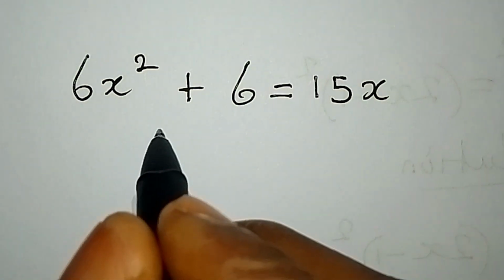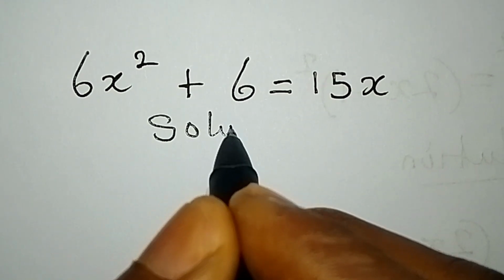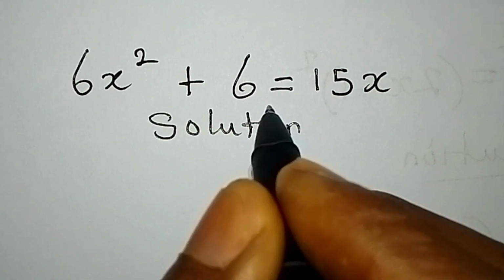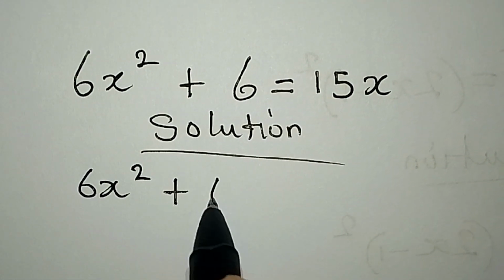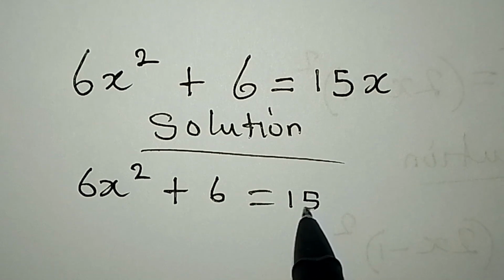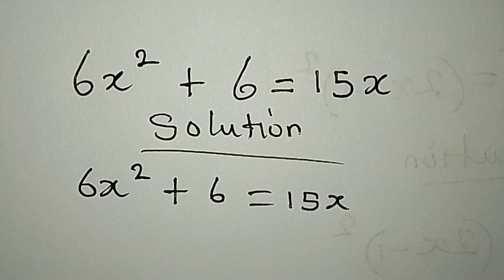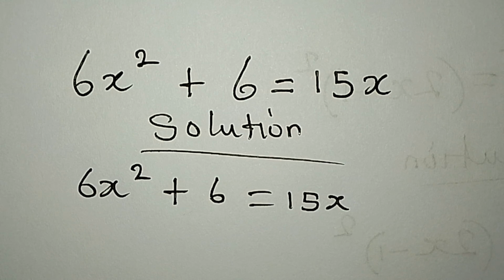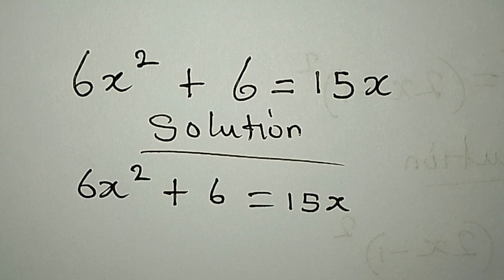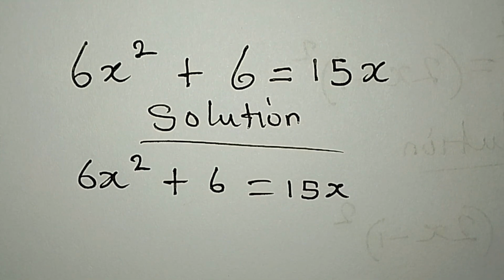Hello everyone. Let's deal with this equation. We have 6x squared plus 6 equals 15x. So how do we deal with this problem? This is quadratic, but this is not how it should be arranged.